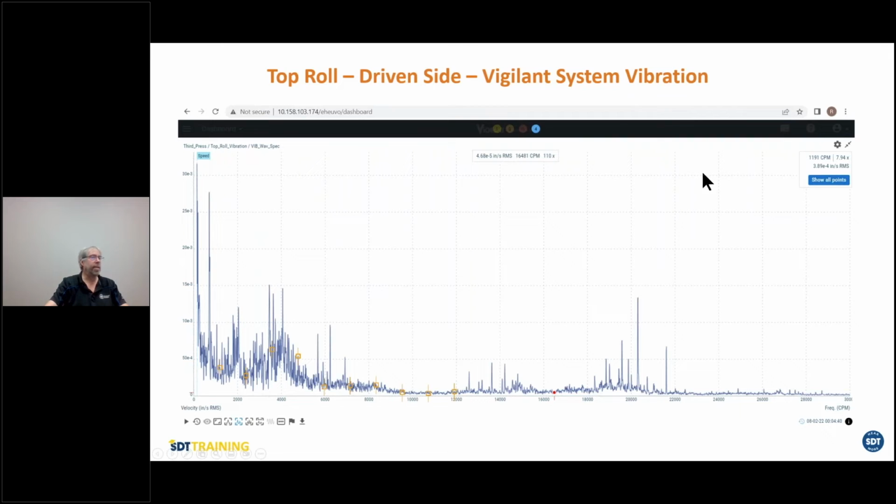There is the velocity for total severity. Look how low this number is for velocity. You don't really see any problems with BPFO yet. So we're just monitoring at this point.